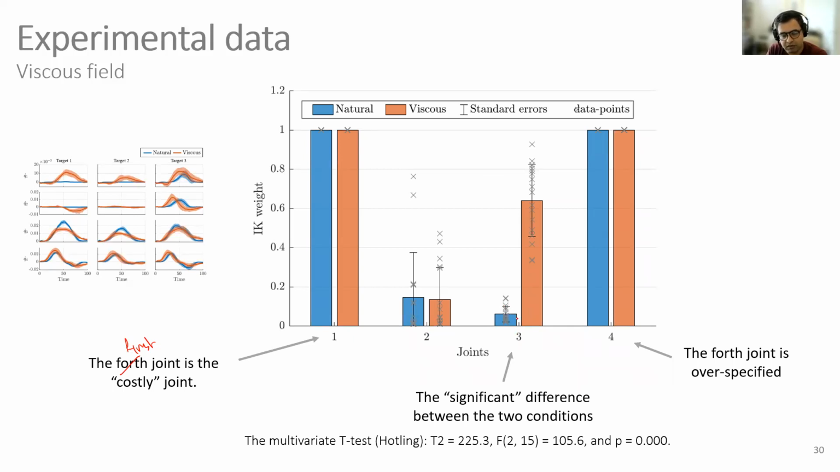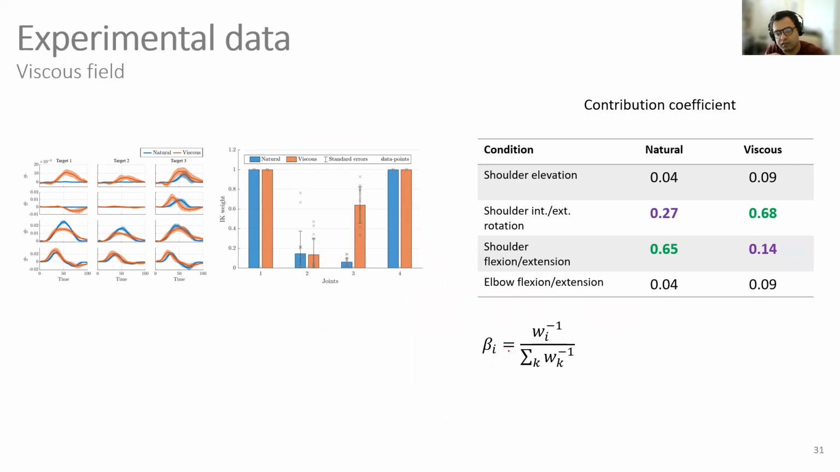Okay, at the same time, it's nice, but it's hard to interpret and to compare these values. So I did an inverse of this. We compute this beta, we call it the contribution coefficient, like who's doing the task. And we see that in the natural condition, like 60% of the movement of the end effector was generated by the third joint, by the shoulder flexion extension, while in the viscous field, the role between these two joints changed. So now the task was done mostly by shoulder internal external rotation. So it provides a nice way to quantify the human inverse kinematics.